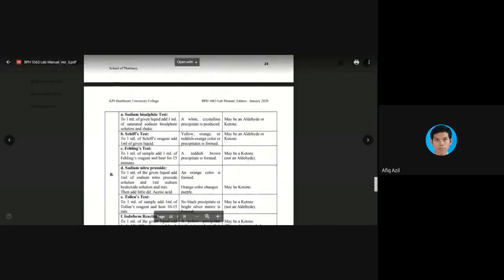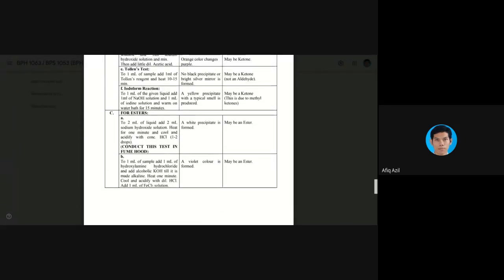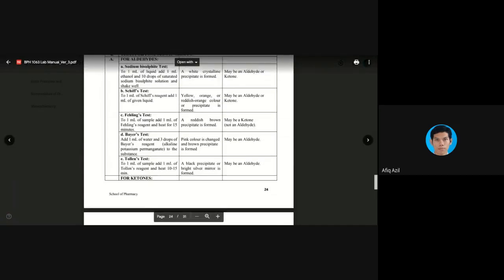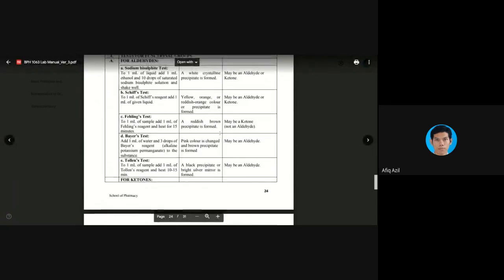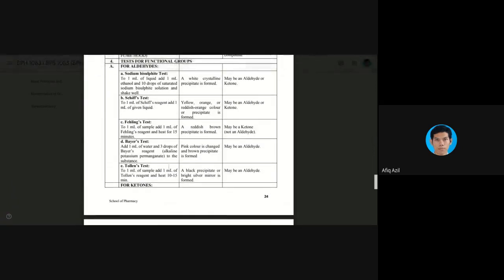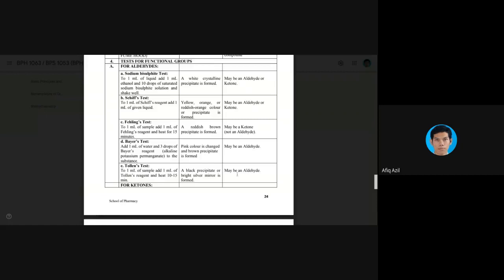So how do you decide which functional group it is? For example, you do the tests for the whole aldehyde group. There are 1, 2, 3, 4, 5, so there are 5 tests. You notice 4 of them give a negative observation, and only one test that you did said that it might be an aldehyde.